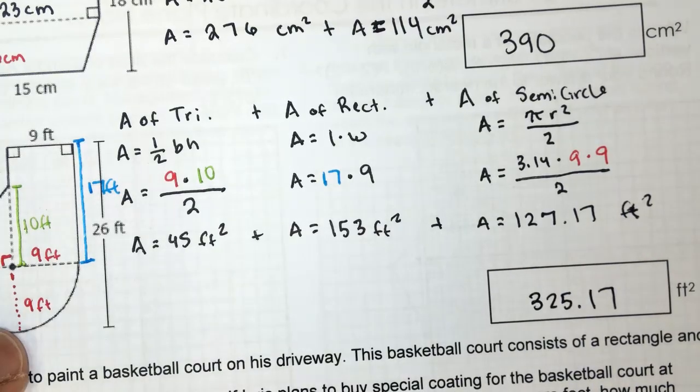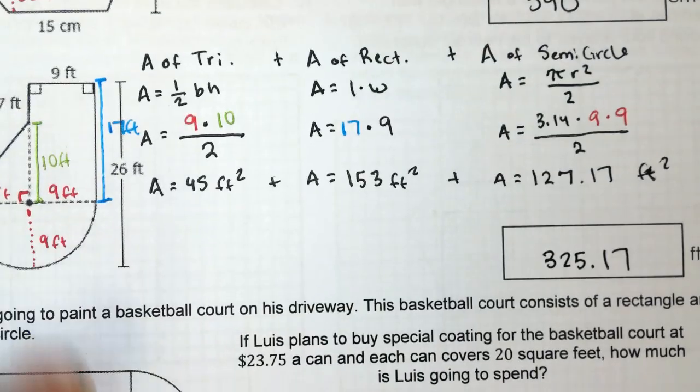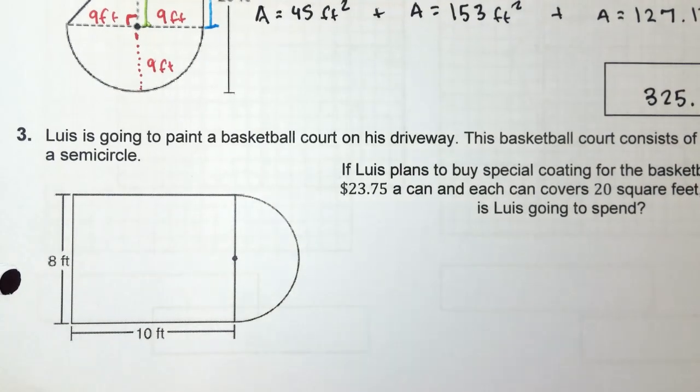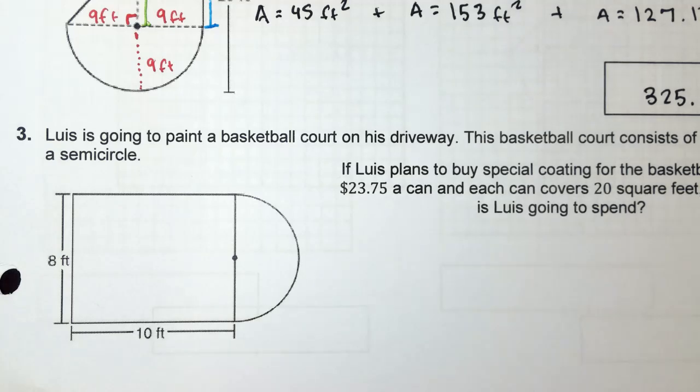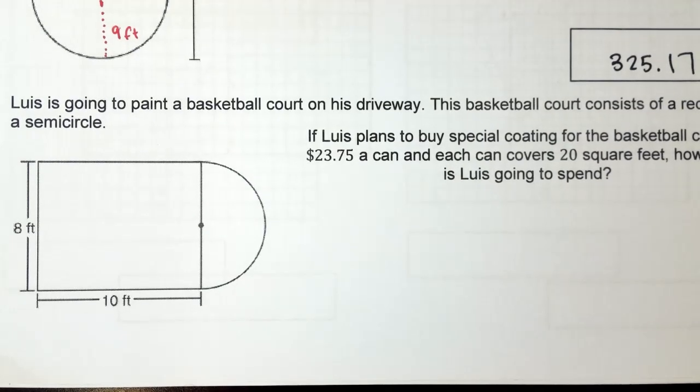You know, on my test, I'm actually doing word problems. There's gonna be one similar to this one on the test. Luis is going to paint a basketball court in his driveway. The basketball court consists of a rectangle and a semicircle. They tell me which two shapes make up the court. If Luis plans to buy special coating for the basketball court at $23.75 a can, and each can covers 20 square feet, how much is Luis going to spend? Figure out how much it's going to cost him to paint this court.